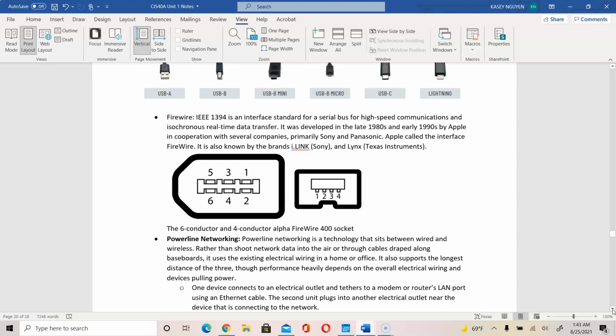The next part lists the FireWire, which is IEEE 1394. Make sure that you know that for certification and for quizzes and tests for this class. It was designed in the 1980s. Apple, Sony, and Texas Instruments started using the FireWire way back. That shows the end connector for that.